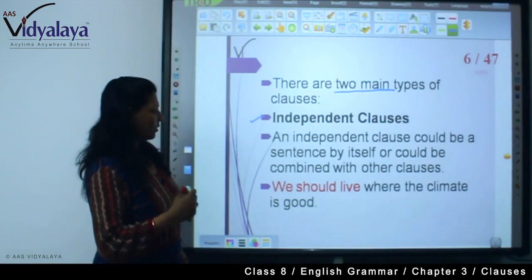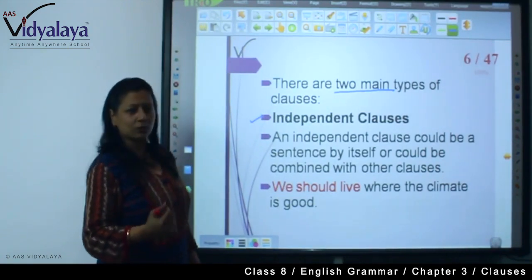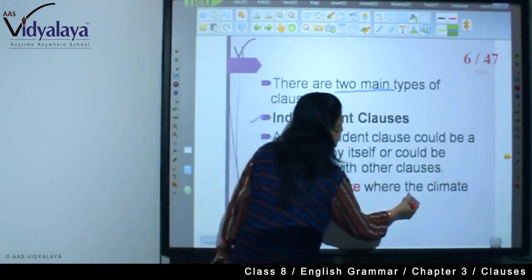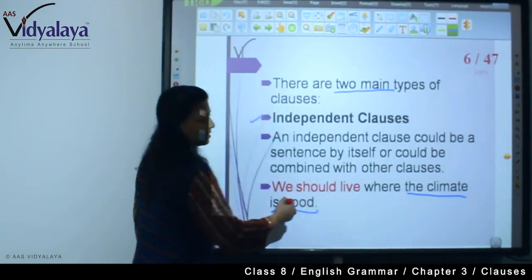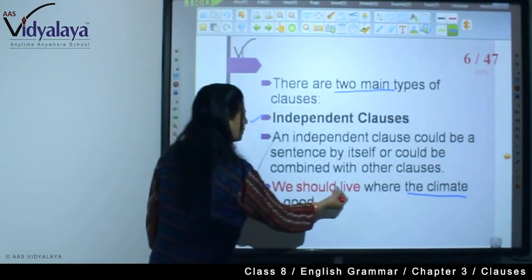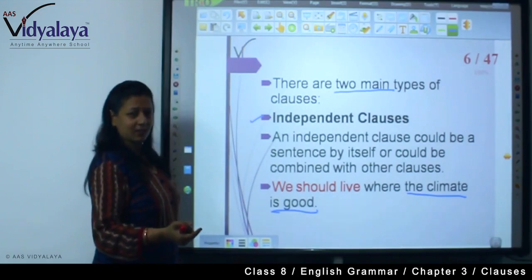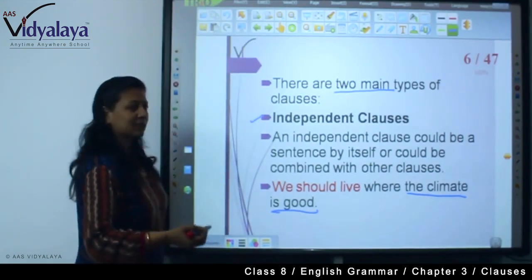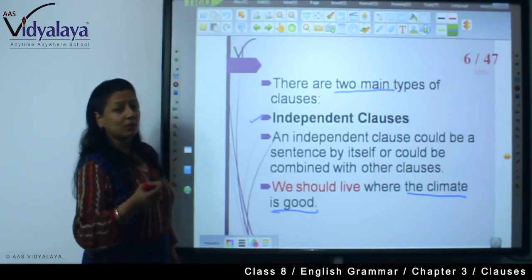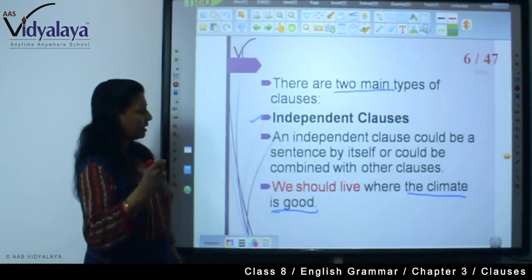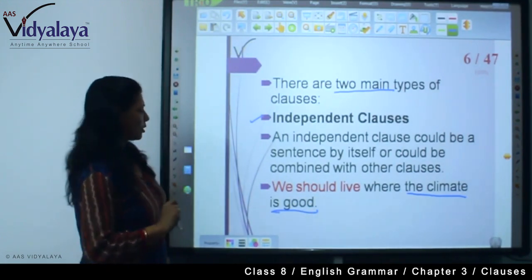We should live where the climate is good. Now, the climate is good, it itself is a clause. We should live, it itself is a clause. So in where the climate is good, where is the conjunction by which we are joining both the clauses.